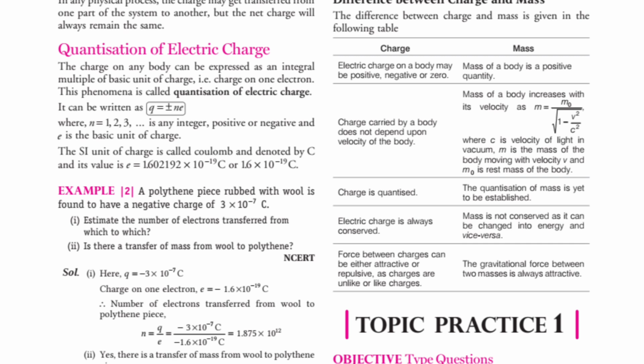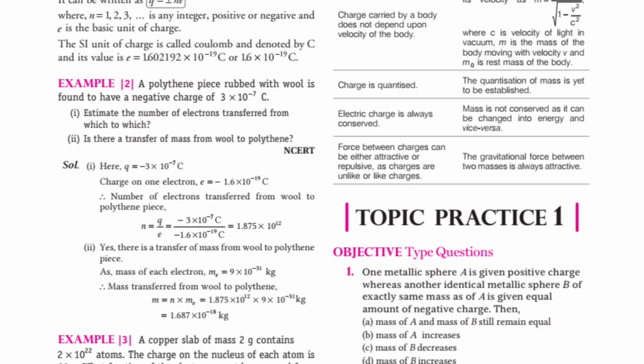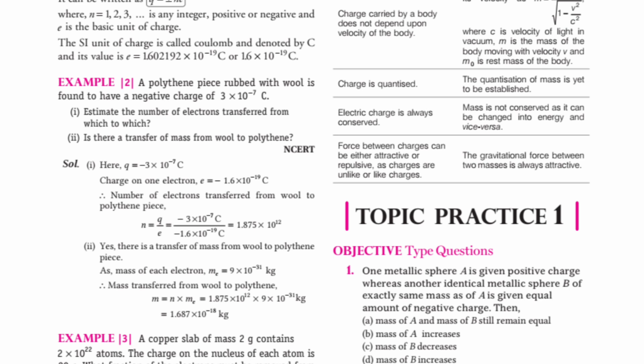So its value is by default 1.60219 into 10 raised to minus 19 coulomb, or we can say 1.6 into 10 raised to minus 19 coulomb. So this is one of the examples over here. We have to solve that example. We have a polythene piece rubbed with wool, found to have a negative charge of 3 into 10 raised to minus 7 coulomb. We have to find the number of electrons transferred.